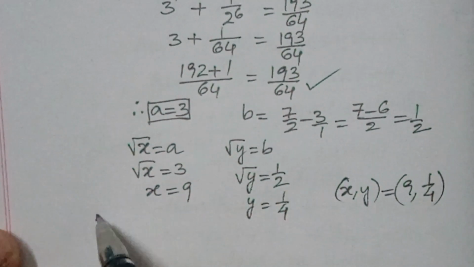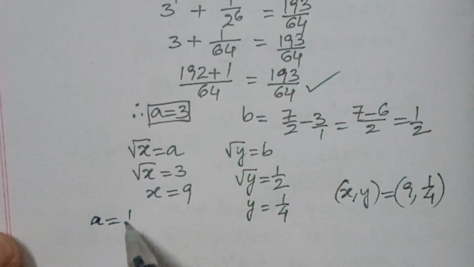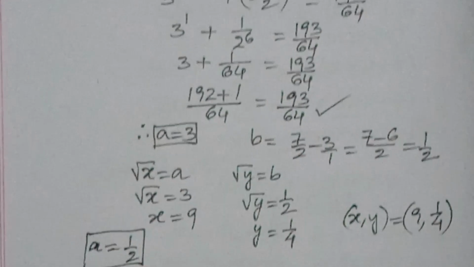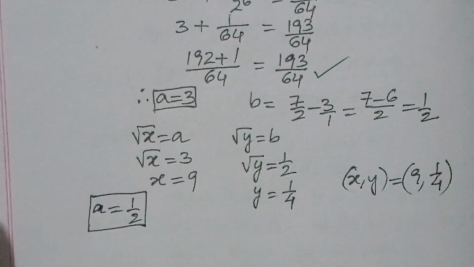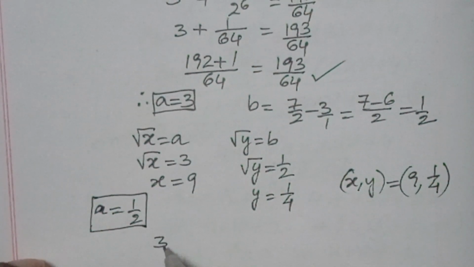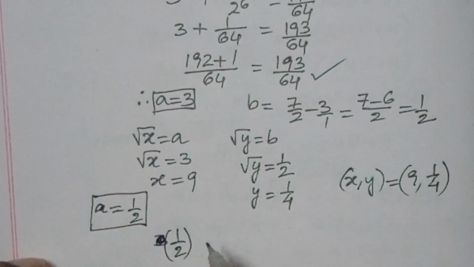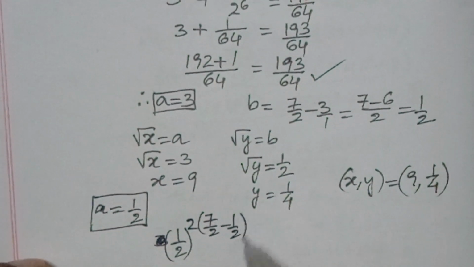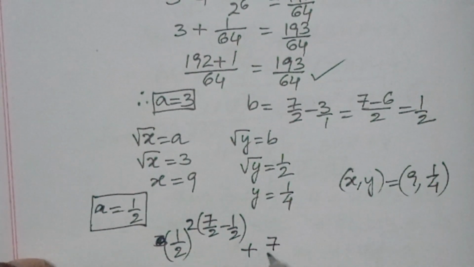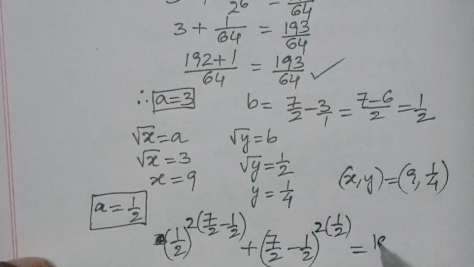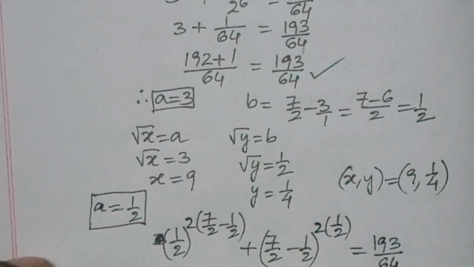Now, if we take a value 1 by 2, you may get the value 1 by 2 also. So if you take a value 1 by 2, then what is the equation you are getting? 1 by 2 to the power of 2 into 7 by 2 minus 1 by 2, plus 7 by 2 minus 1 by 2 whole to the power of 2 into 1 by 2, is equal to 193 by 64.